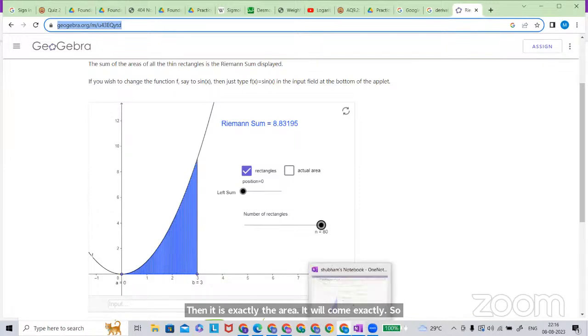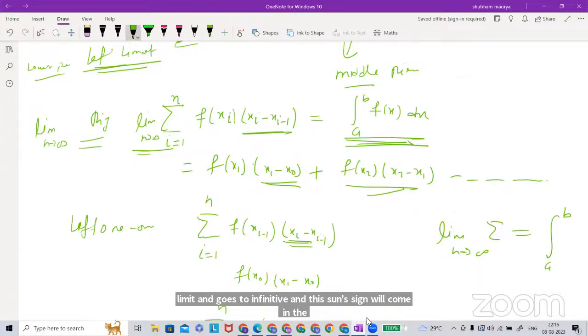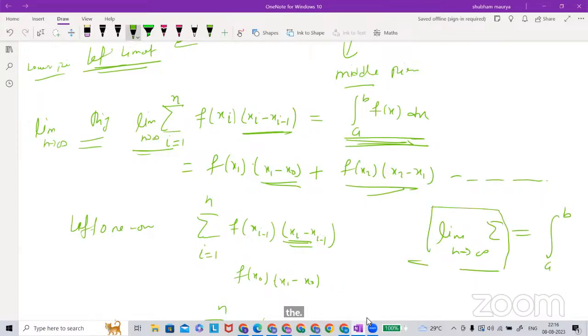Let me tell you that in the limit as n goes to infinity, this sum sign will become the integration from a to b. This sign will become integration. Okay, this is what is actually happening. This is the Riemann sum. I hope it is much clearer.